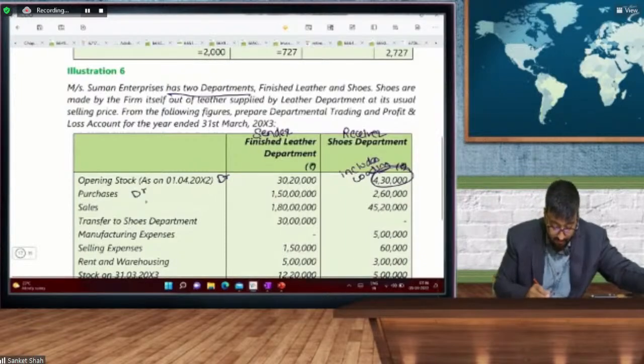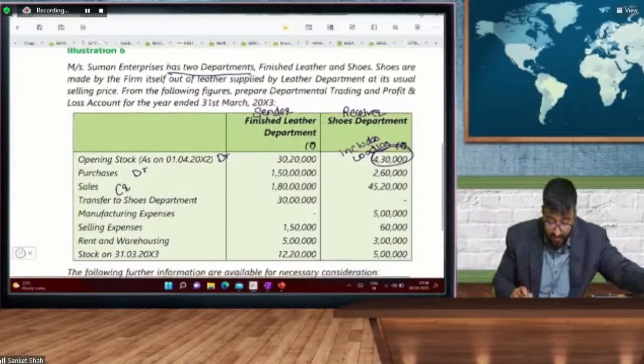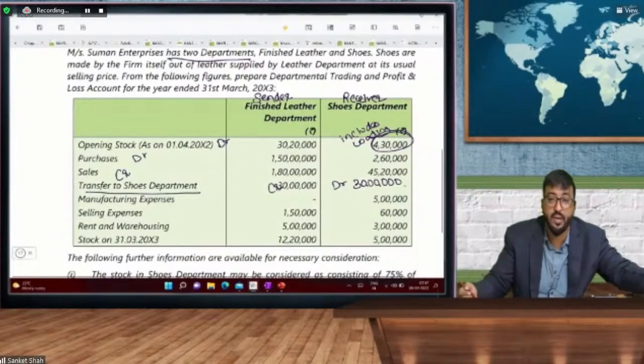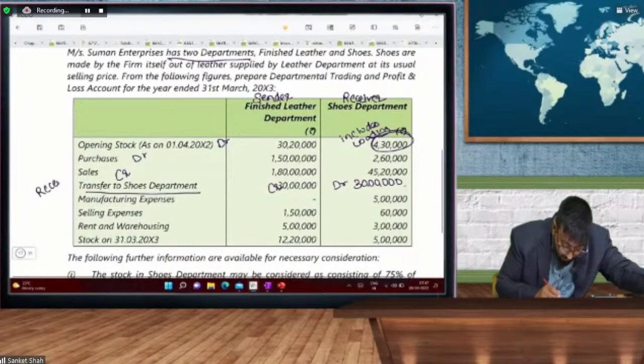Purchases debit, sales credit, finished leather credit, transfer to shoes department. Who is the sender? Credit the giver and debit the receiver. So who is the giver? Finished leather department. And whose debit? Shoes department, the receiver. Receiver-giver relationship. We have already seen this question.